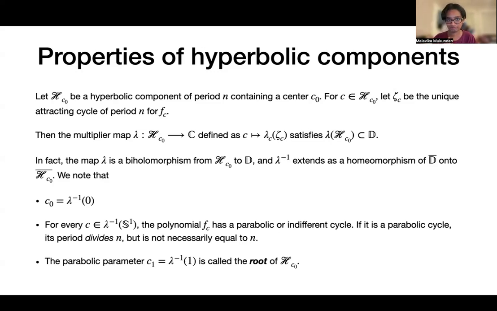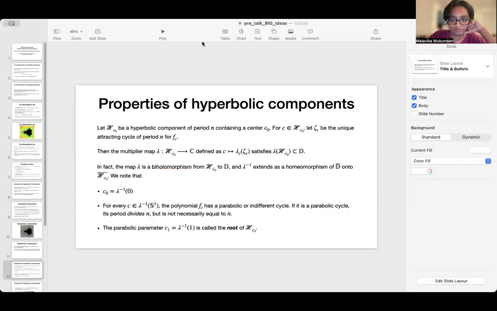So the problem is the following. If you have a parabolic cycle, then in general its period only divides n, and it doesn't necessarily have to be equal to n. So let me show you an illustration. Let me get back to fractal stream.